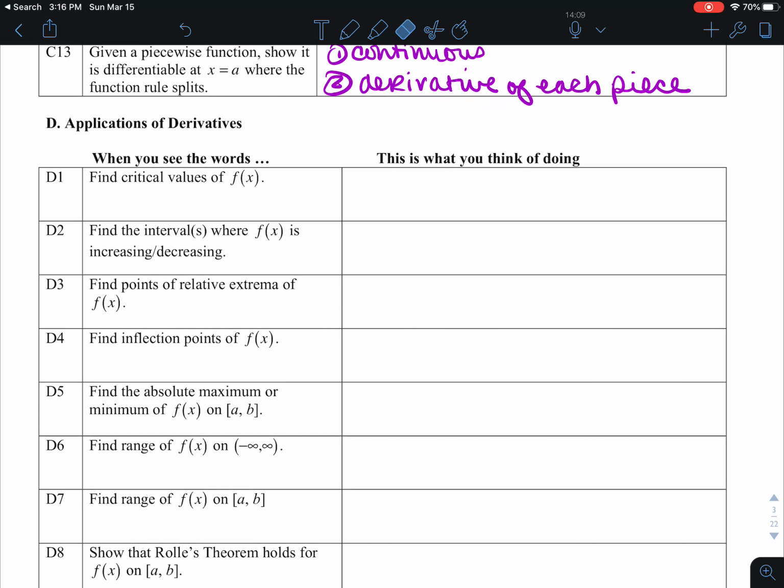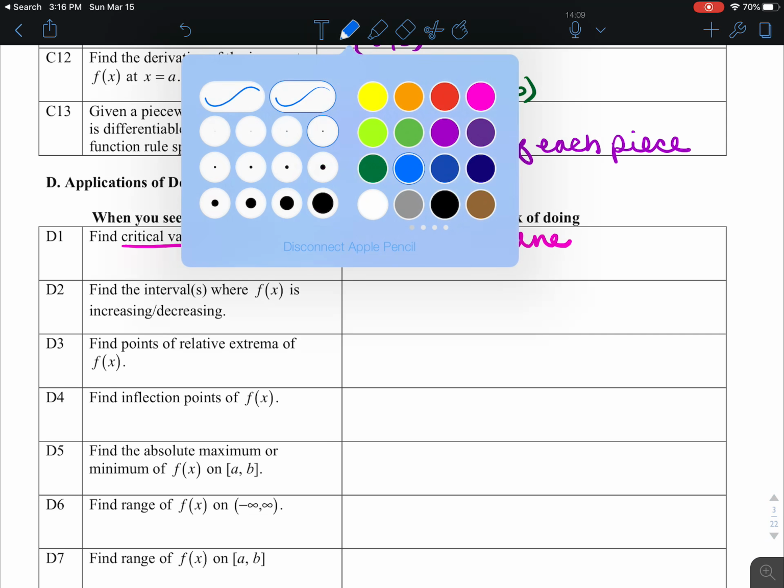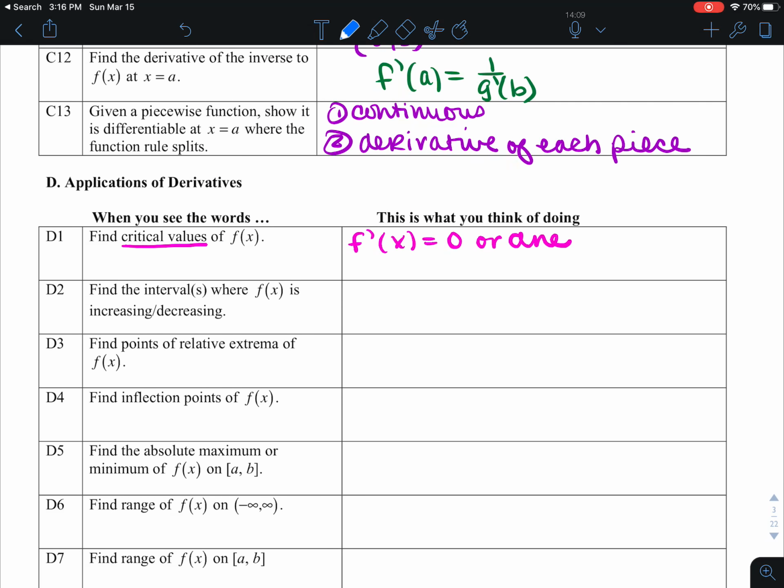The first section is finding critical values of f of x. So if you're asked to find critical values of f of x, you've got to identify what a critical value is. Critical values are where f prime of x equals 0 or does not exist. We use these critical values for determining where a function is increasing or decreasing, or where any relative extrema happen. So for D1, it really is exactly what you're going to do for D2 and D3. You're going to find out where the slope equals 0 for both of them. And then you're going to do what we call a candidates test, which is that sign test.